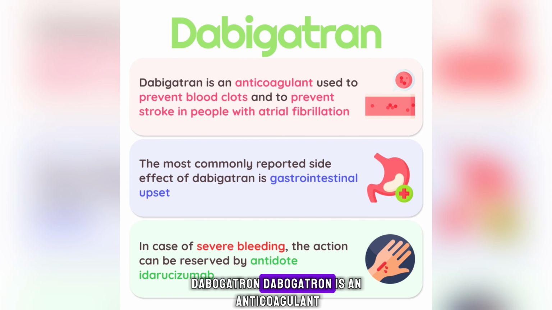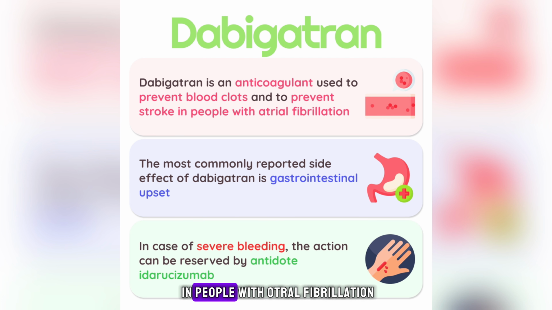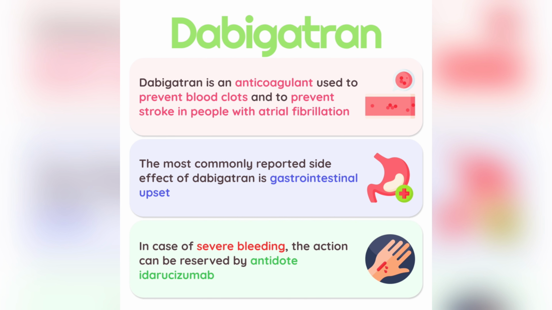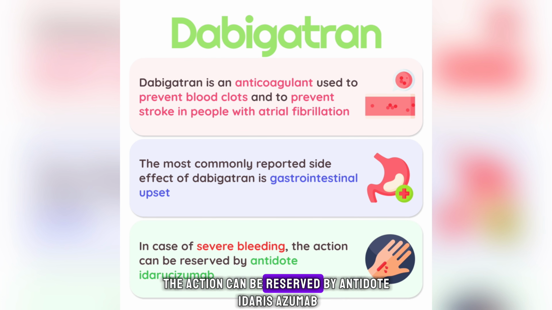Dabigatran. Dabigatran is an anticoagulant used to prevent blood clots and to prevent stroke in people with atrial fibrillation. The most commonly reported side effect of Dabigatran is gastrointestinal upset. In case of severe bleeding, the action can be reversed by the antidote idarucizumab.